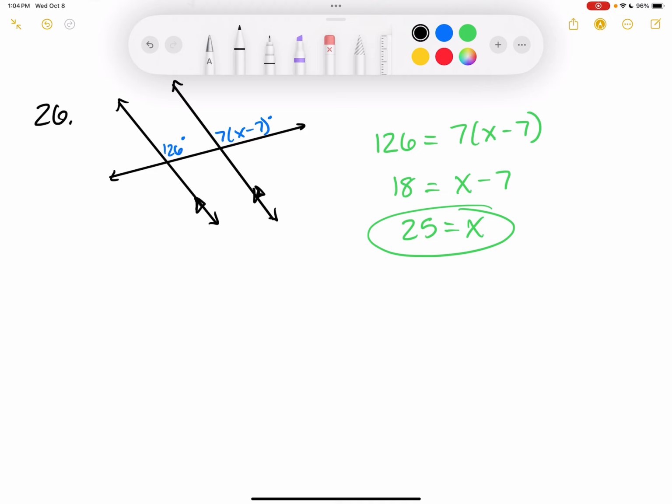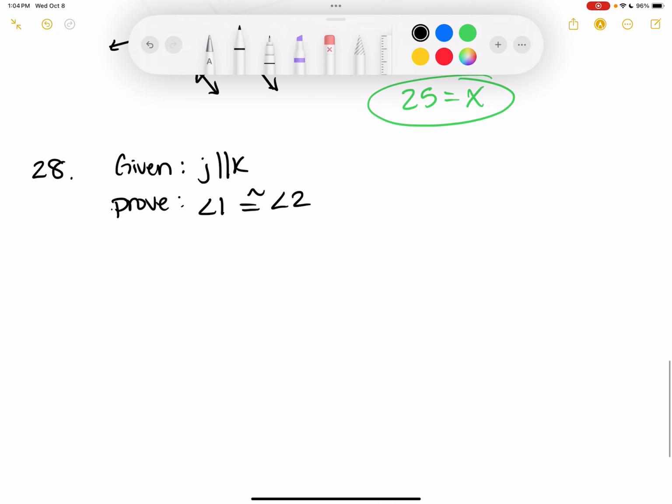All right, so 28. On these ones, they say complete the proof. This is proving theorems 3.6 and 3.7. So to prove the alternate exterior angles theorem, first show that angle 1 is congruent to angle 3, then that angle 3 is congruent to angle 2, and then that angle 1 is congruent to angle 2. So the given is that J is parallel to K, and we're trying to prove that angle 1 is congruent to angle 2, and they've given us a picture. I don't know why I just drew that so far down.